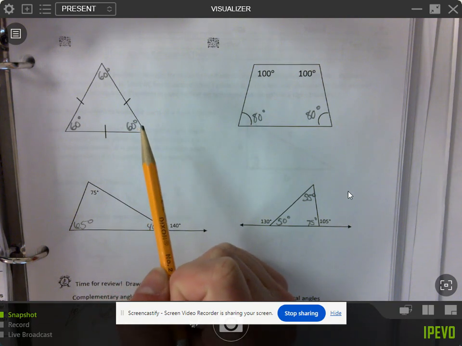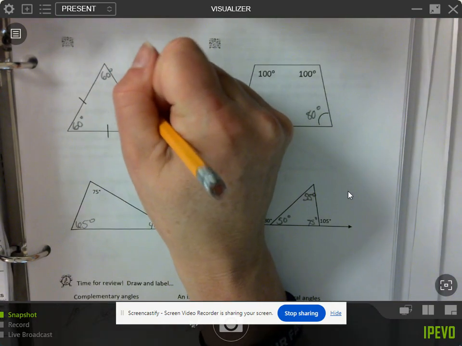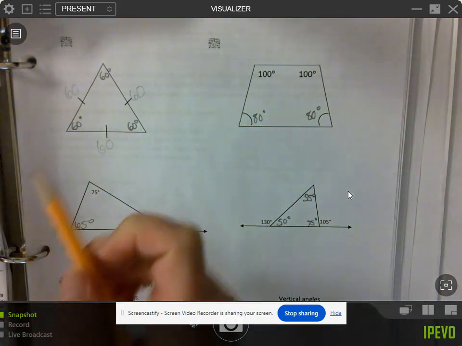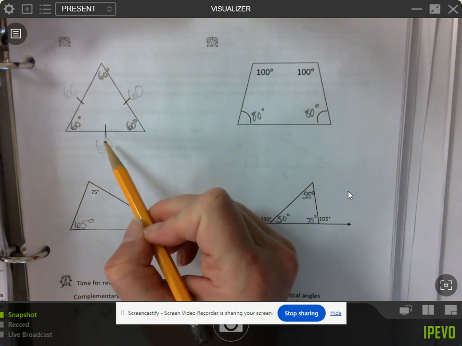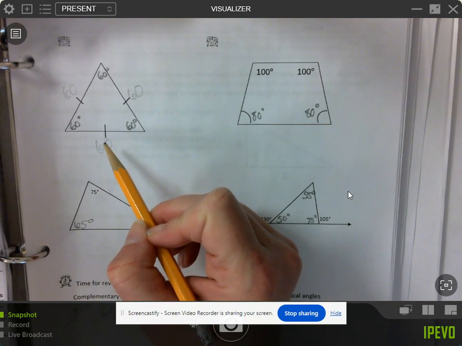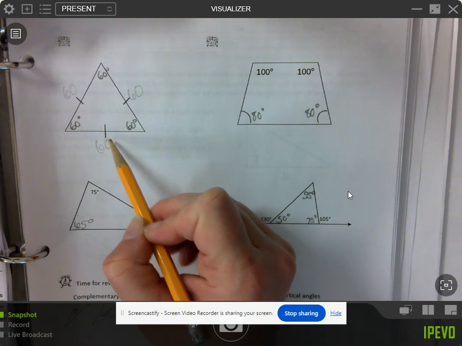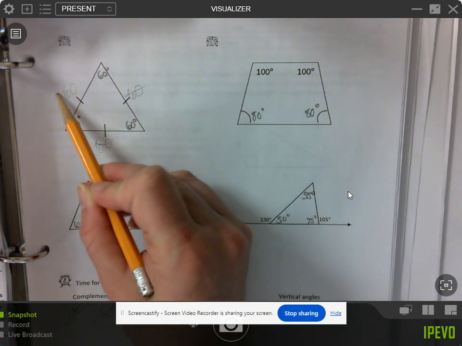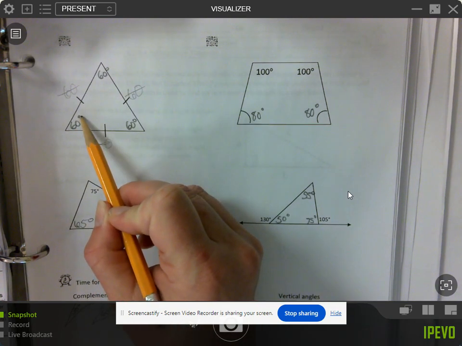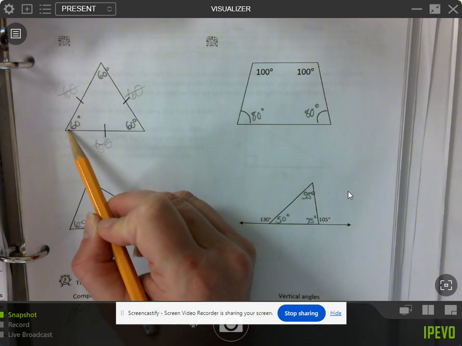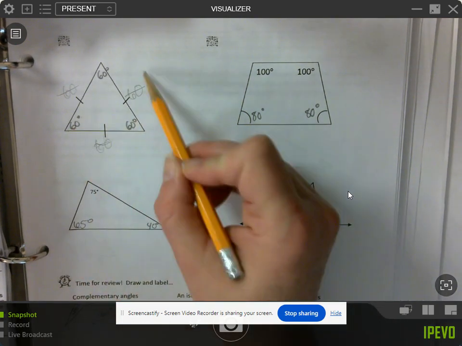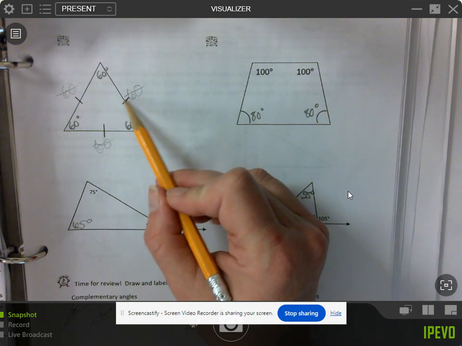There were a lot of us when I was walking around that put 60s here at our little hash marks. Those hash marks are on a side. That is telling us the side length. That was not the question. The question was missing angles. I don't want to know how much a side is. I don't want to know their length. I want to know my angles. So angles always have the degree and they always go into that corner. So when you're doing angles, remember it's the corners that we put them in, not the side lengths.